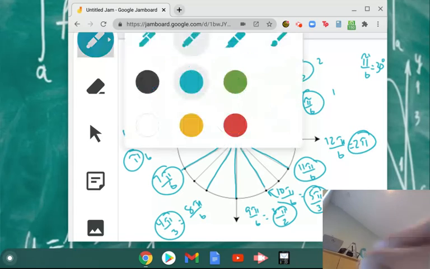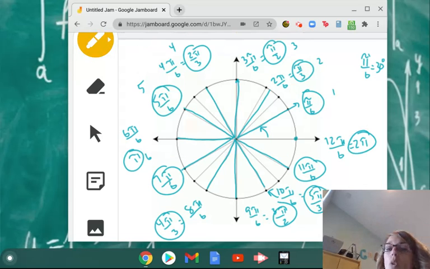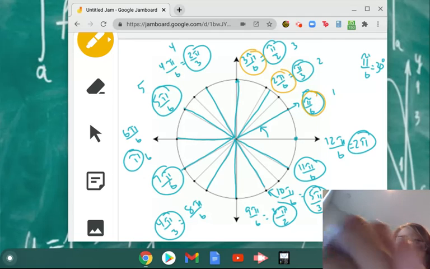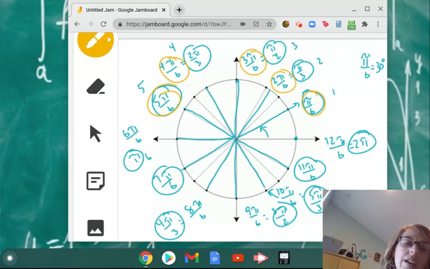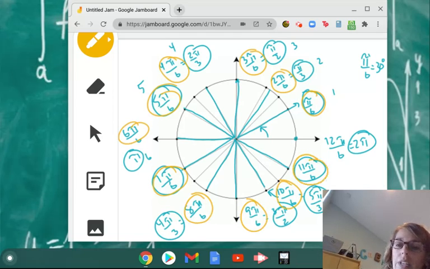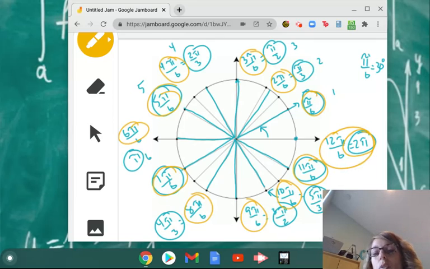Okay, so I've counted these all around my circle. If I don't reduce, I'm counting them. So I've got 1 pi sixth, 1, 2, 3, 4, 5, 6, 7, 8, 9, 10, 11, and 12 pi sixths. So a really easy way to remember what these values are around the unit circle is to keep them not reduced. We're just counting those increments of pi sixths.